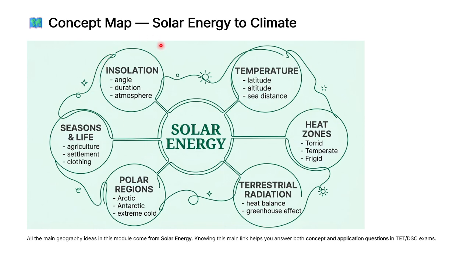So this is how solar energy links to climate. One is insolation, which is affected by the angle of the sunlight, duration and atmosphere. Then temperature is affected by latitude, altitude and distance from the sea. Heat zones: torrid, temperate and frigid. Terrestrial radiation, heat balance, greenhouse effect. Then polar regions, Arctic and Antarctic, which are extremely cold. The seasons affect life, like agriculture, settlements and clothing. So this is the solar energy.